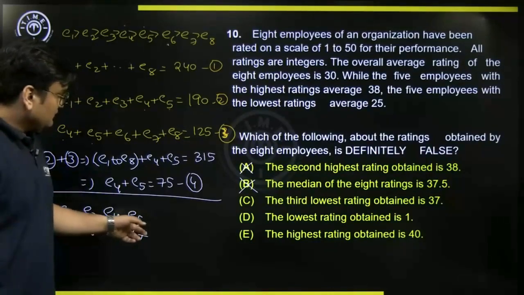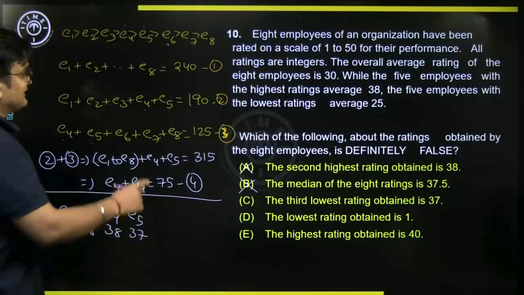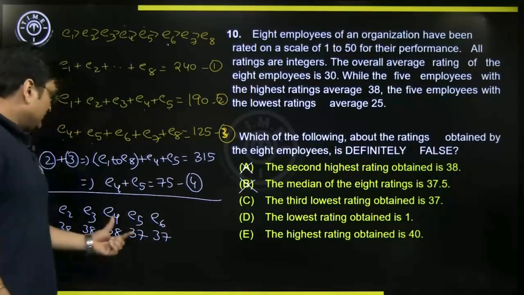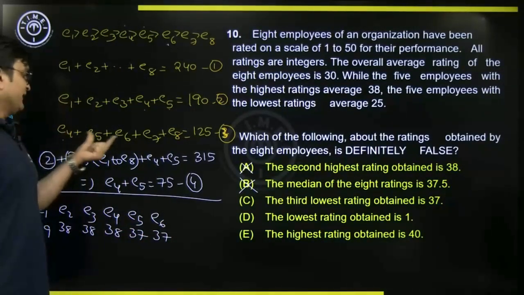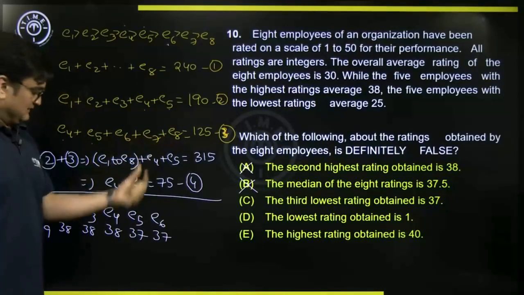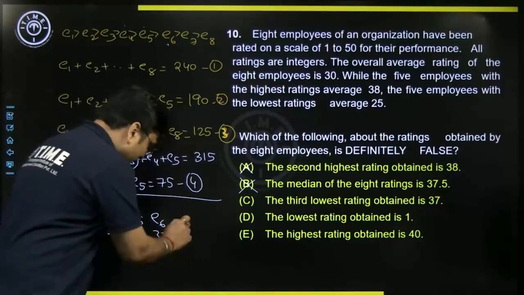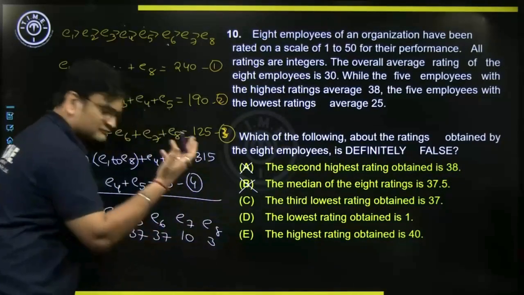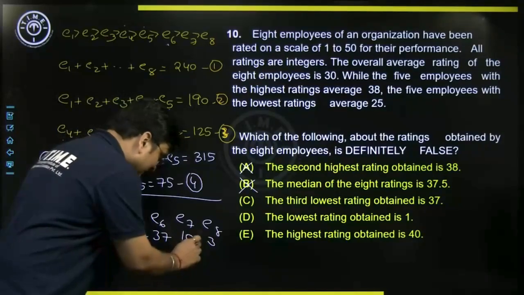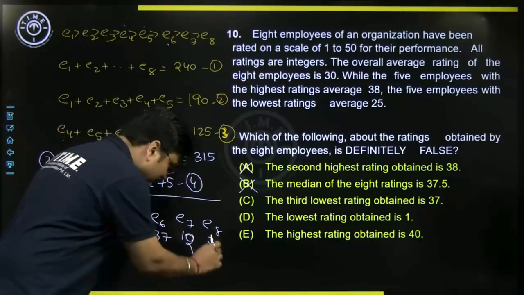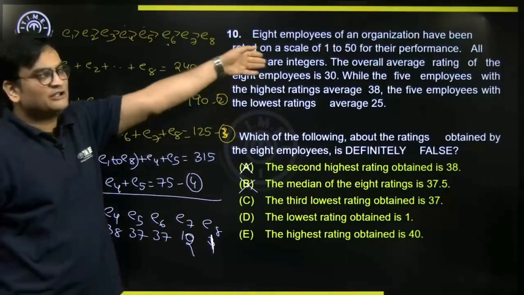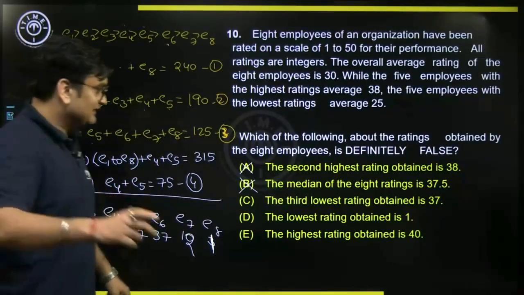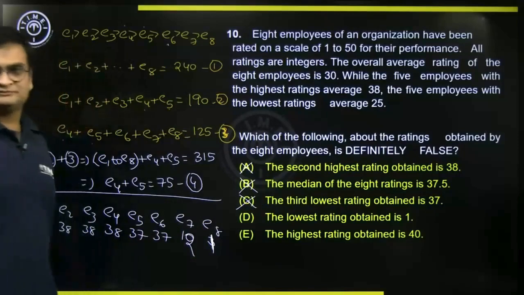Now, I want the third lowest rating, that is E6, to be 37. Let's see if it's possible. Here, if this is 75, these three together should be 50, he said. So if E6 is 37, I can give E7 as some 10, E8 as some 3. Or I could also do 12 here and 1 here. There is no restriction, I can give any value from 1 to 50, integer value. So yes, the third lowest can be 37, that is also not possible.